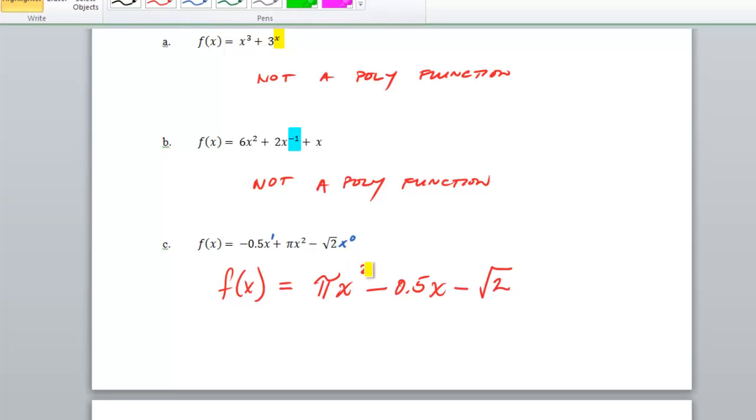We can see that our degree is 2. Our leading coefficient is pi. And if our degree is 2, then we are dealing with a quadratic equation. It's not a quadratic equation that you're probably accustomed to seeing, but nonetheless it is still representing a quadratic. Alright, well that's some good examples on identifying polynomials.